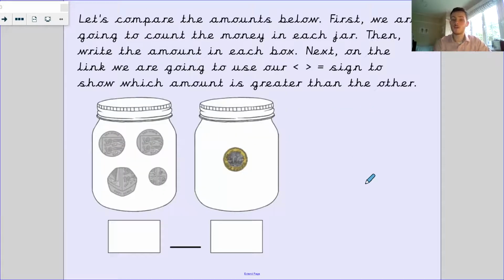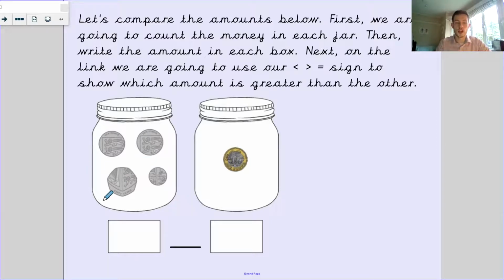So we're going to compare some amounts below, but first we're going to need to count the money in each jar, then write the amount in each box. Next, in the middle, we're going to use our more than, less than, equal to sign to show which amount is greater than the other. So let's start off by counting.